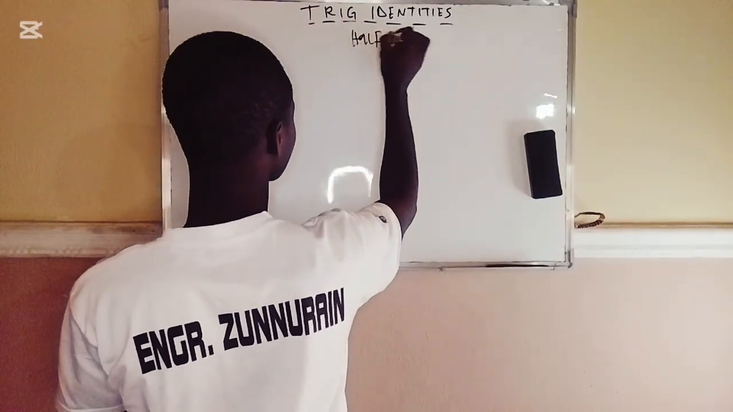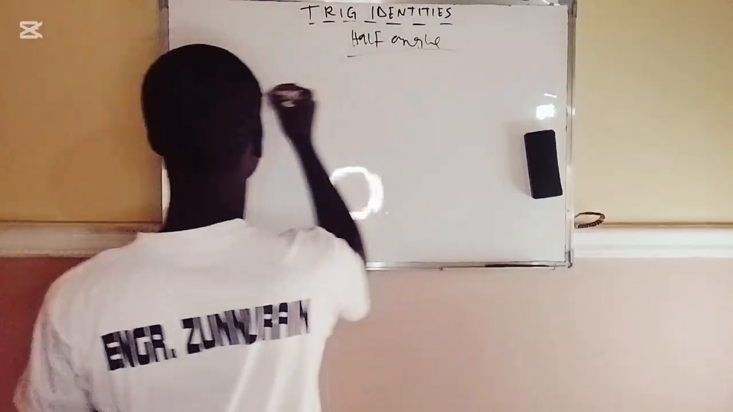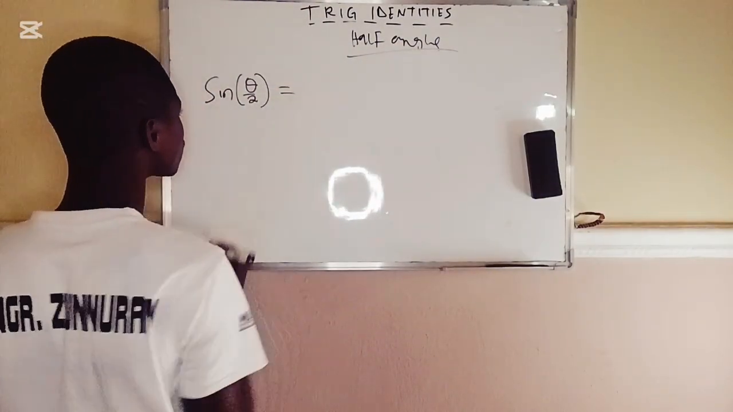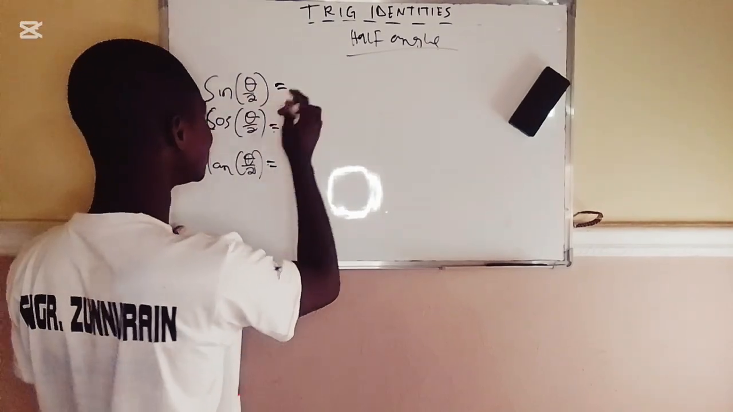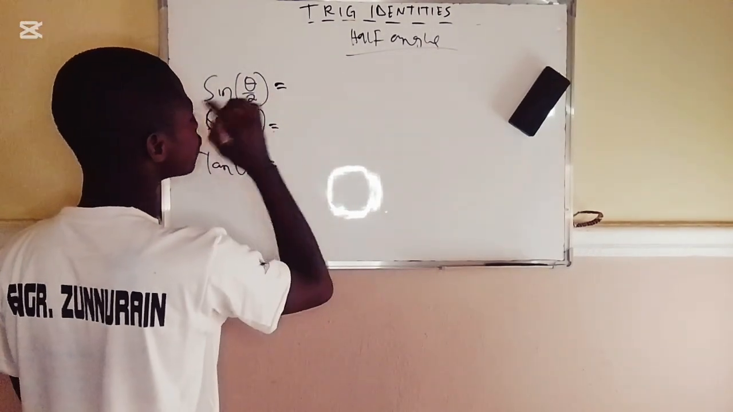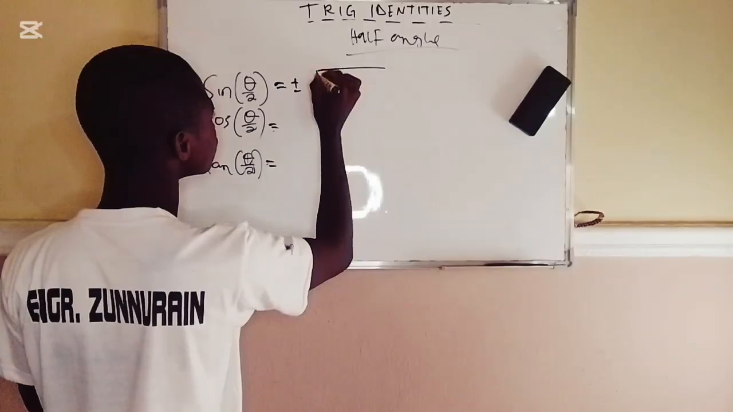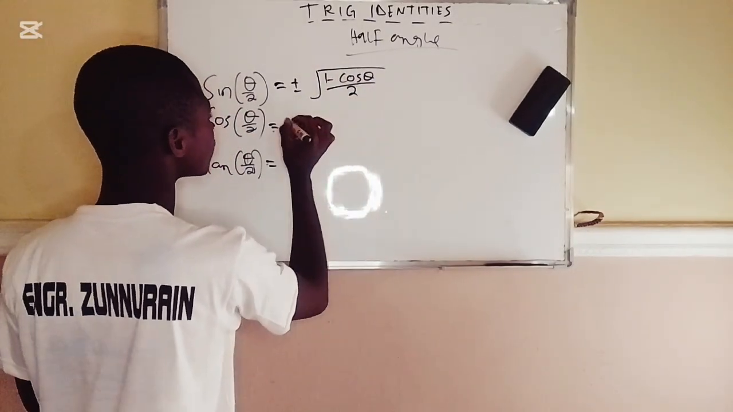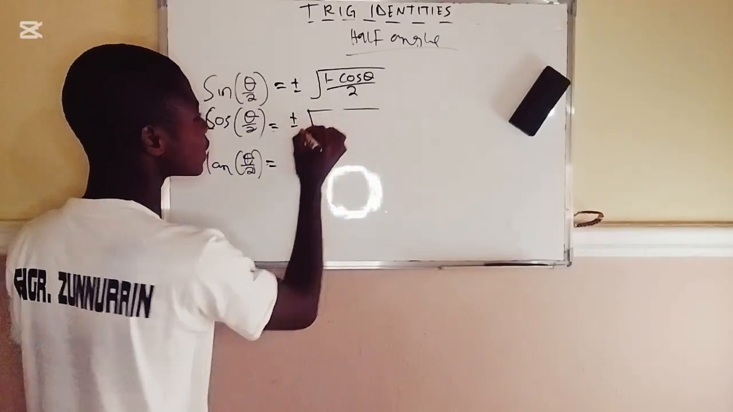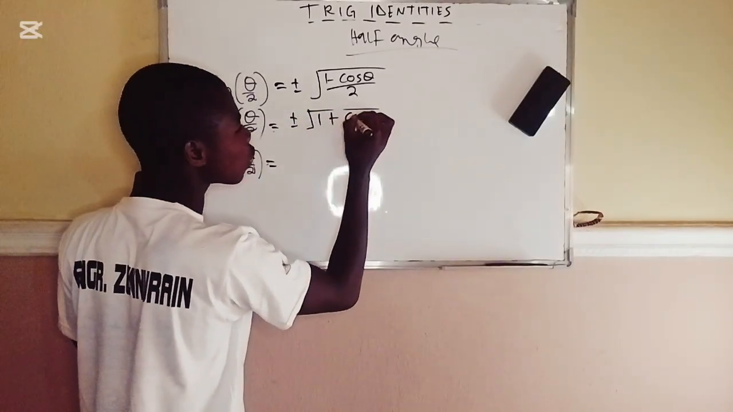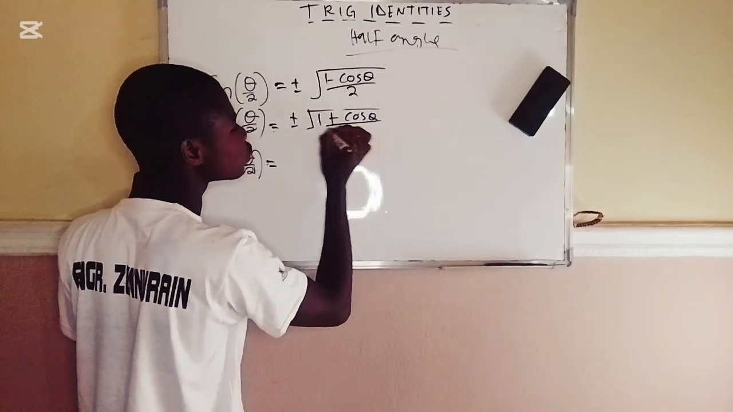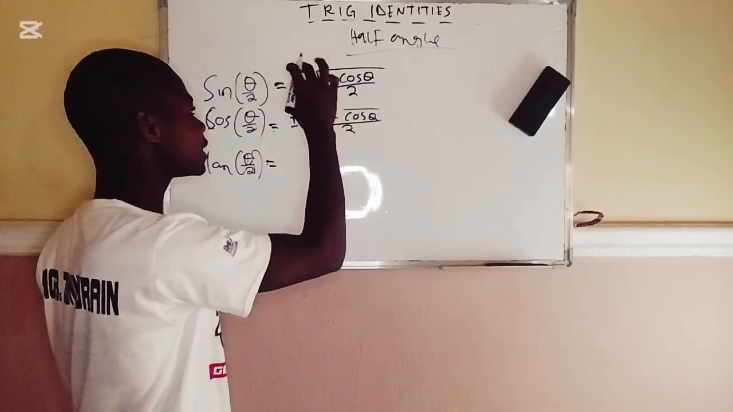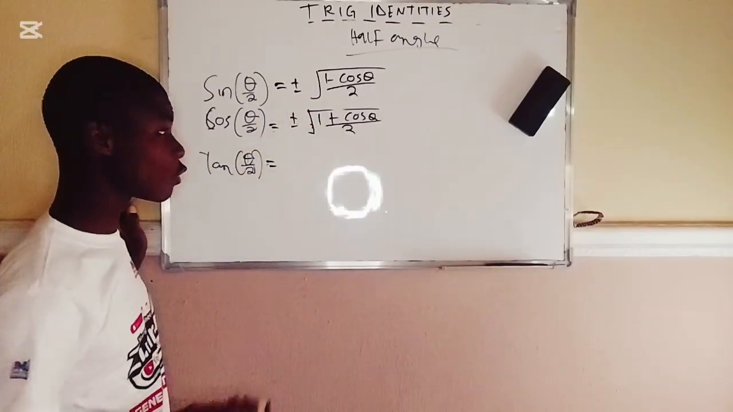Half angles. In half angles, the value of sine theta over 2 will be plus or minus the square root of 1 minus cos theta, divided by 2. And cosine theta over 2 is plus or minus the square root of 1 plus cos theta, divided by 2. The difference is the sign. It has a negative sign in sine, and in cos it has a positive sign.